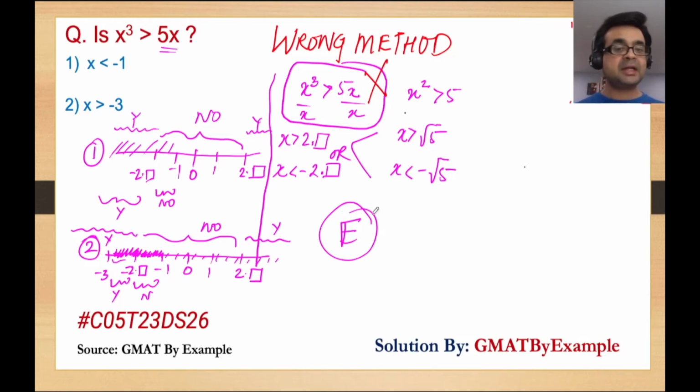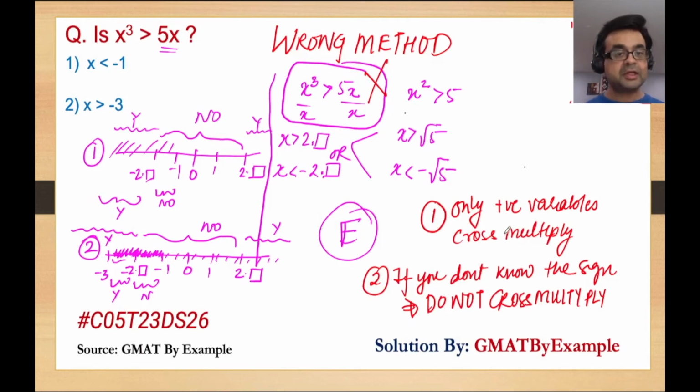I ended up getting the right answer, and we will see why, and that is fine. However, if you do this in the exam without knowing the sign of x, if it is positive or negative or 0, then you have a problem, my friend, and you need to fix that problem. The first rule is that only positive variables cross multiply, and the second is that if you don't know the sign of the variable, do not cross multiply. Okay, so now let's see how we are going to solve this using the right method.